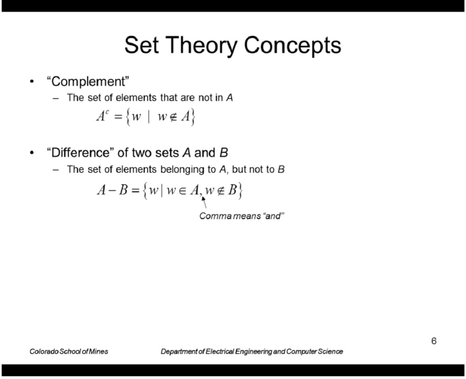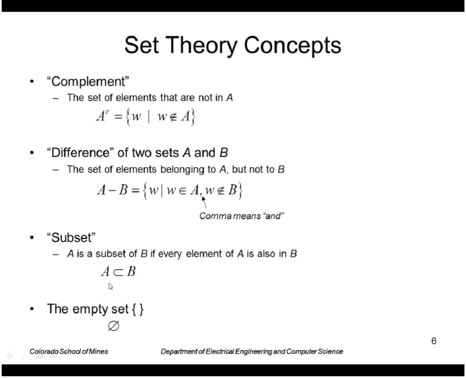The set difference of two sets A and B is the set of elements belonging to A but not to B. So it's all the W's such that W is an element of A, and that's what the comma means, W is not an element of B. And then for the subset, we write that every element of A is also in B. We denote it like this. And finally, the empty set is the set of no elements and has this symbol here.